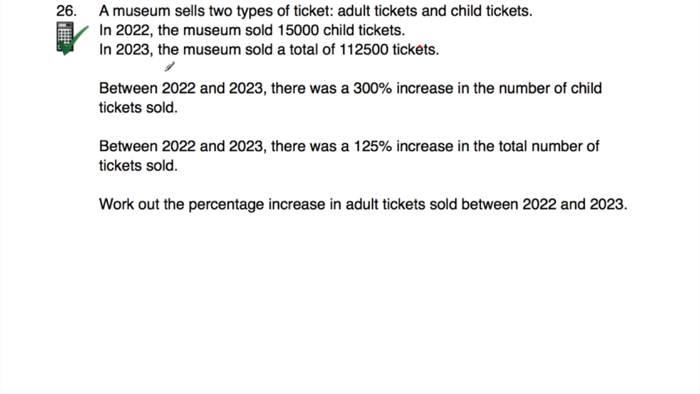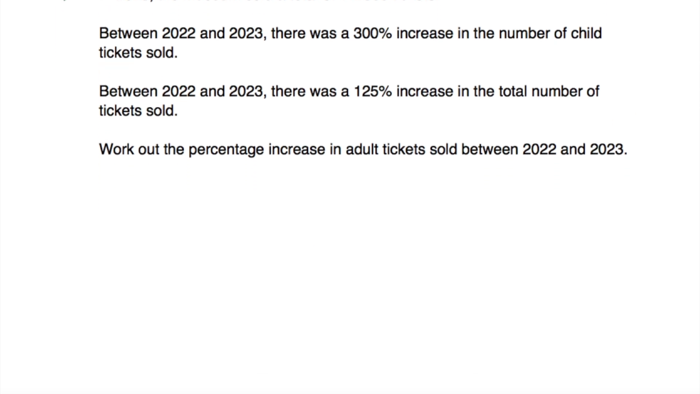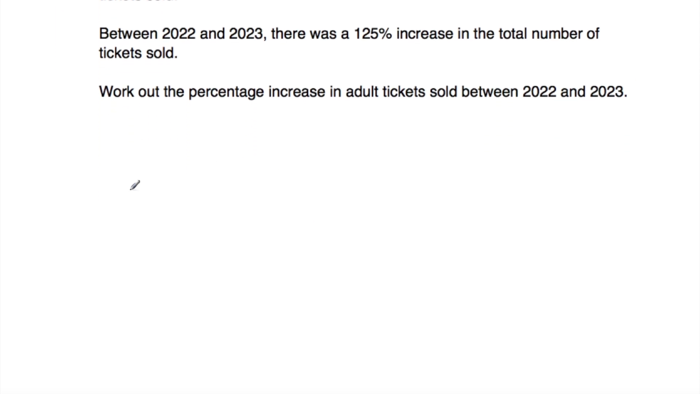And then we're told between 2022 and 2023, there was a 300% increase in the number of child tickets sold. And between 2022 and 2023, there was a 125% increase in the total number of tickets sold. And we've been asked to work out the percentage increase in adult tickets sold between 2022 and 2023. Now, there's an awful lot of information in that question, so I'm going to make a table. And this table might just help me visualize the information.